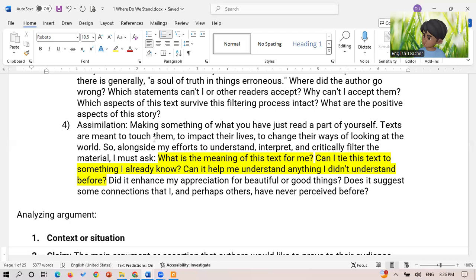So you ask a question: what points does Lisa Davis make that touch my feelings and emotions? Which points do I really like? How do Lisa Davis' ideas impact my life? How, after reading Lisa Davis' essay, have my ways of looking at different cultures changed? How, while trying to understand, interpret, and critically filter Lisa Davis' essay, what is the meaning of Davis' essay for me?